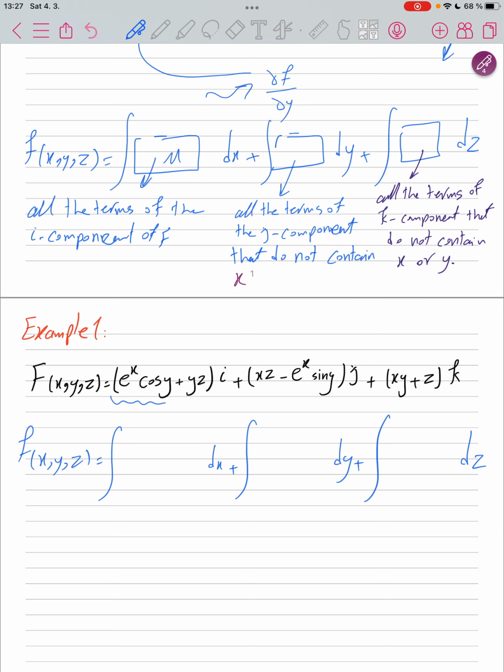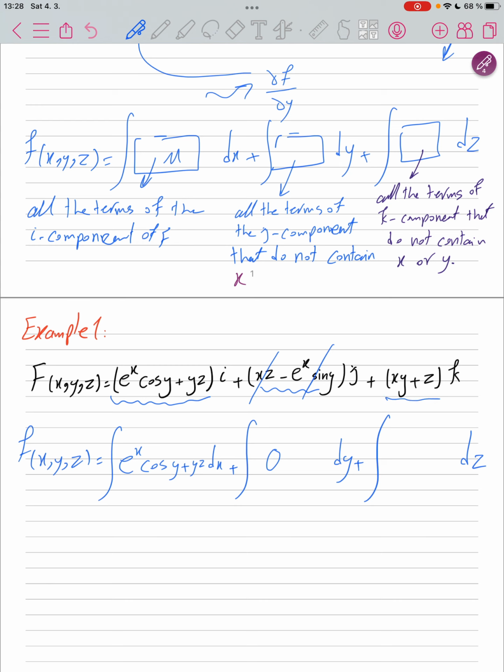Now put all the terms of the i component here, e to the x cosine y plus yz, and then here. Just ignore all the terms of the j component which contain x. Therefore, you should ignore this, and you should also ignore this. Therefore, here there is nothing to put, right? How about the next one, the k component?